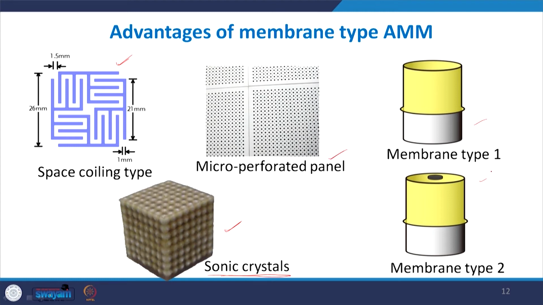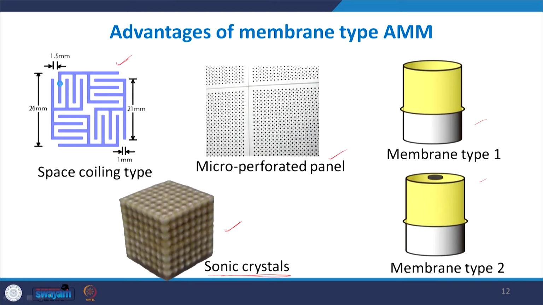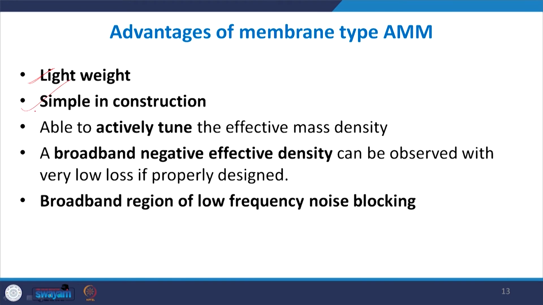So if you compare it with some other advanced materials, what you see is that first of all, the membranes are lightweight and much simpler in construction. You don't need high end micro machining or high end machines to make micro holes or pores, or a high end configuration to get a space coiling structure. Rather, you can do a very simple, lightweight construction, and we already studied that it can be actively tuned by having an external mechanism which can stretch and de-stretch the membrane. So we can actively tune it to vary its response in real time.